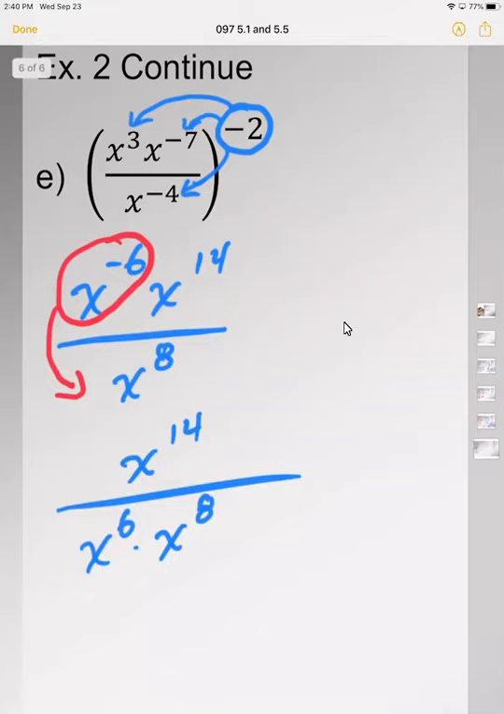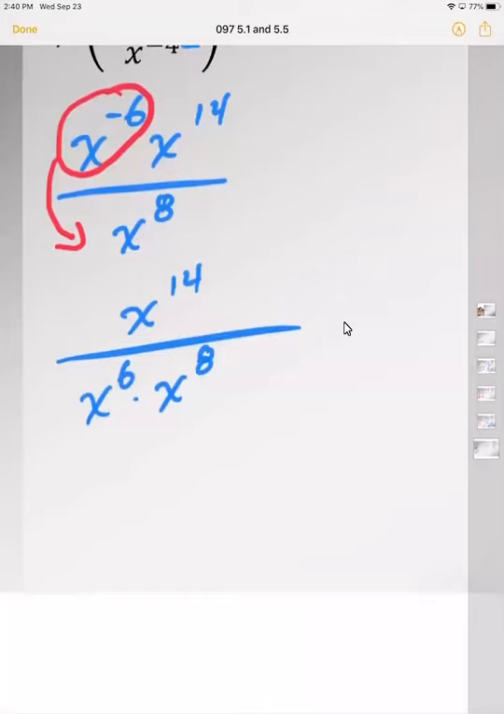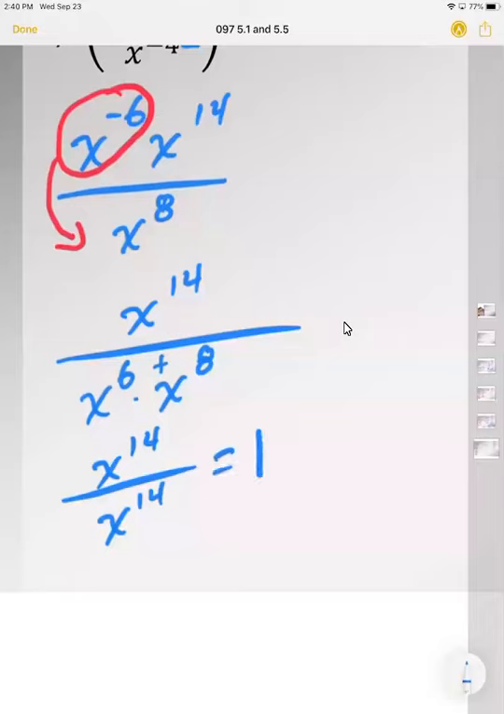Everybody see how you get rid of your negative exponent? And from here, hopefully you see that all we have to do on the denominator, because they multiply, is add the exponents: 6 plus 8 gives me 14. And do you agree that anything over itself is equal to what, ladies and gentlemen? 1. Thank you. Anything over itself is equal to 1.